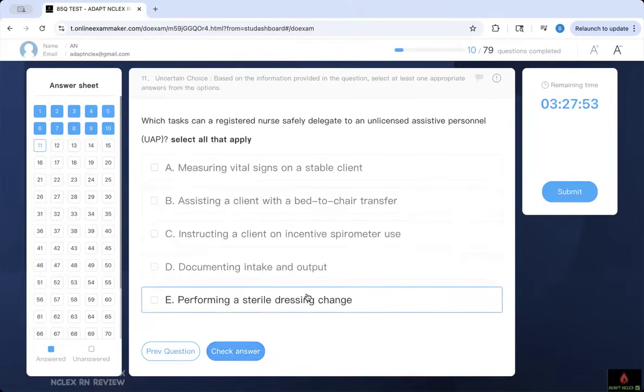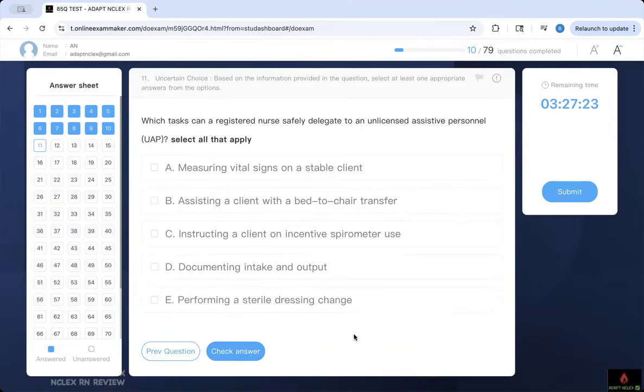Which task can a registered nurse safely delegate to a UAP? Anything that does not require thinking, and ADL. What do you think? Measuring vital signs on a stable client. Assisting a client with the bed to chair transfer. Instructing a client on incentive spirometer. Documenting intake and output. Performing a sterile dressing change.